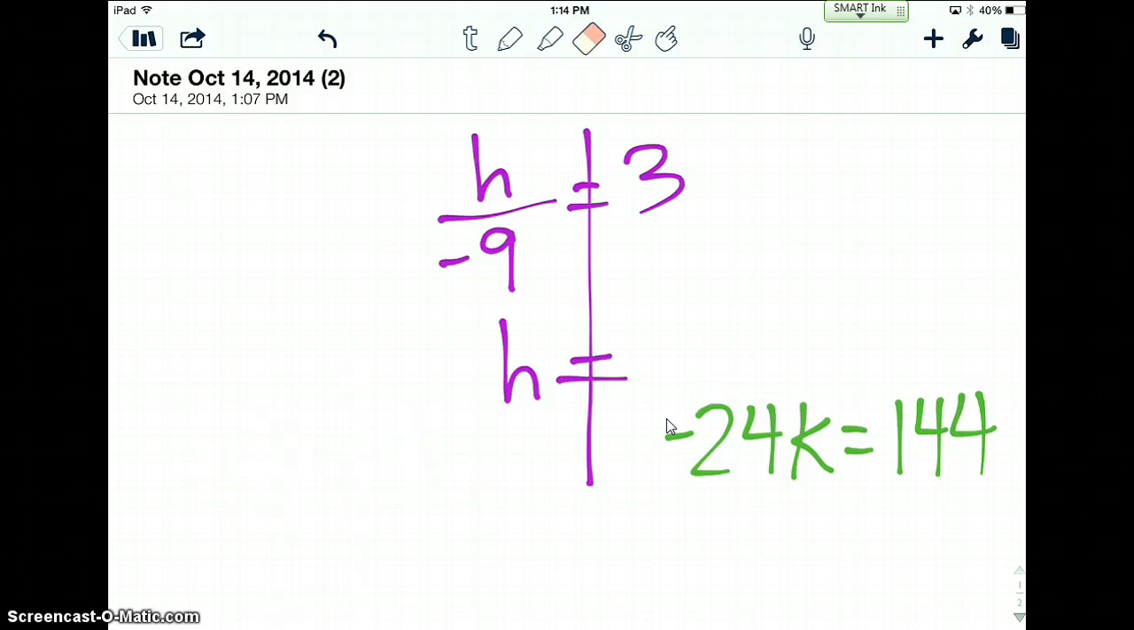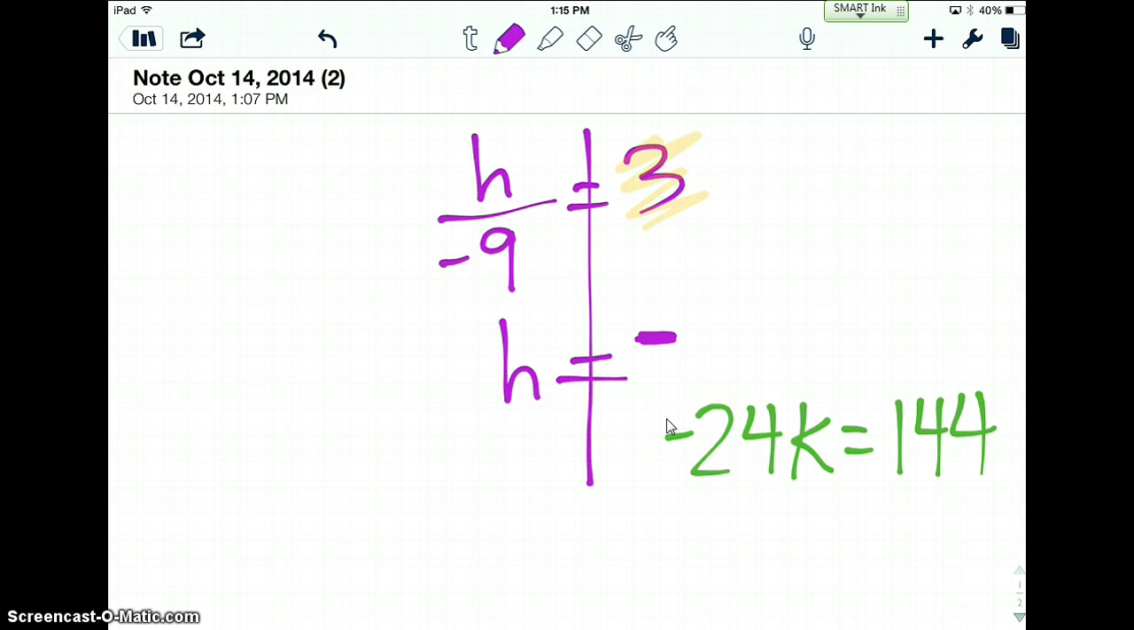Again, you might know what it is off the top of your head. I mean, could you tell? You should be able to tell if the answer is positive or negative. What do we need divided by a negative number to get it to be a positive number? Well, the h value would have to be negative. So the question is, what is that negative number going to be?